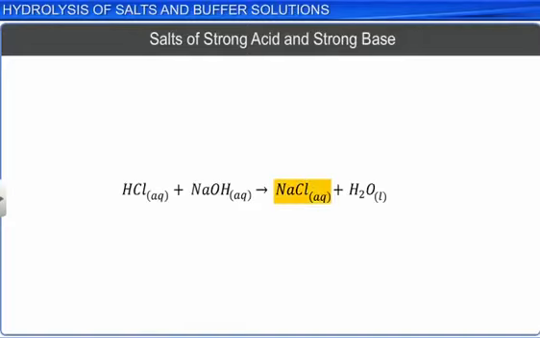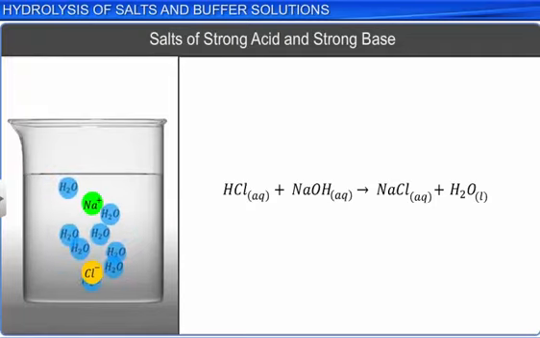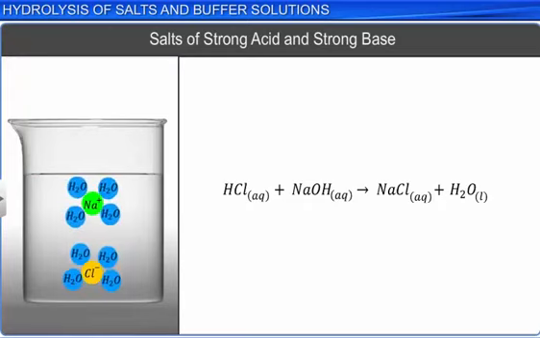Sodium chloride is a salt of a strong acid HCl and a strong base sodium hydroxide. As both the acid and the base are strong, their conjugates Cl- and Na+ ions are weak. Hence, they simply get hydrated but do not undergo hydrolysis. Thus, the solution remains neutral.